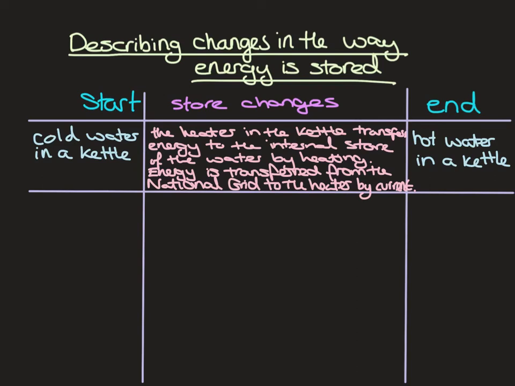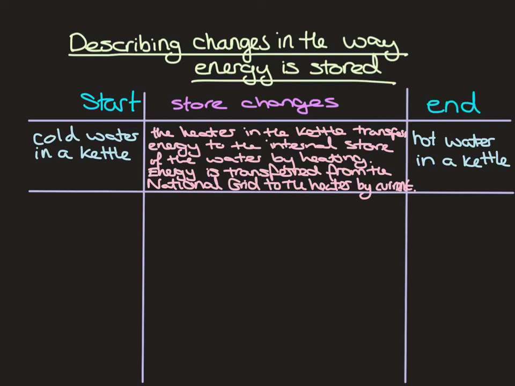So, we've got a heater in the kettle, okay? The heater in the kettle is transferring energy to the internal store of the water by heating. Okay, so this energy is being transferred, the work is being done by heating.